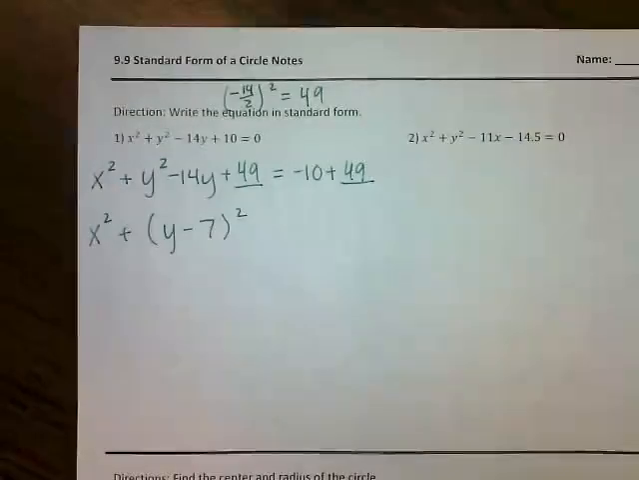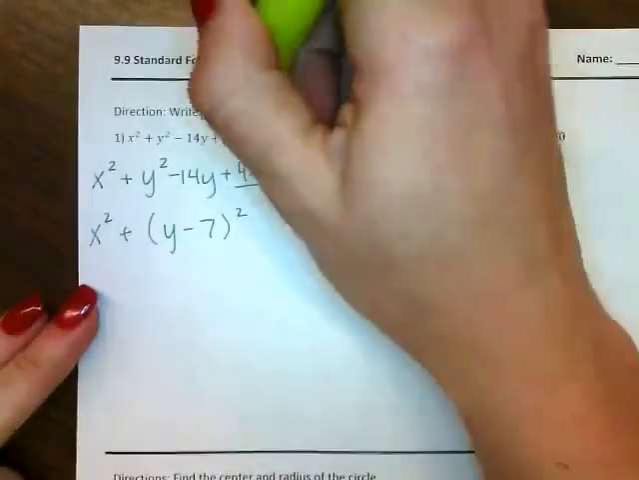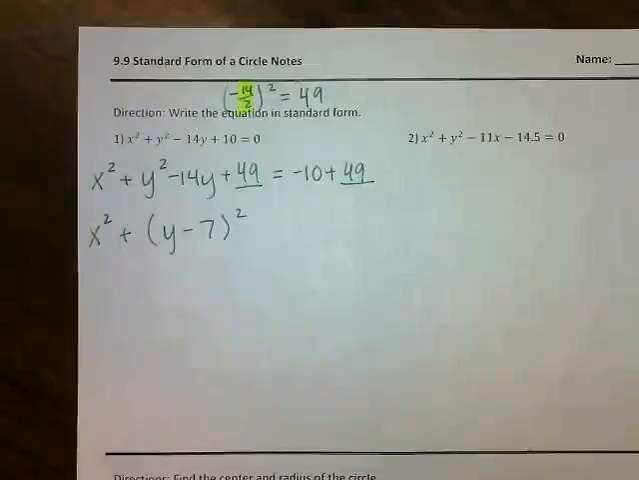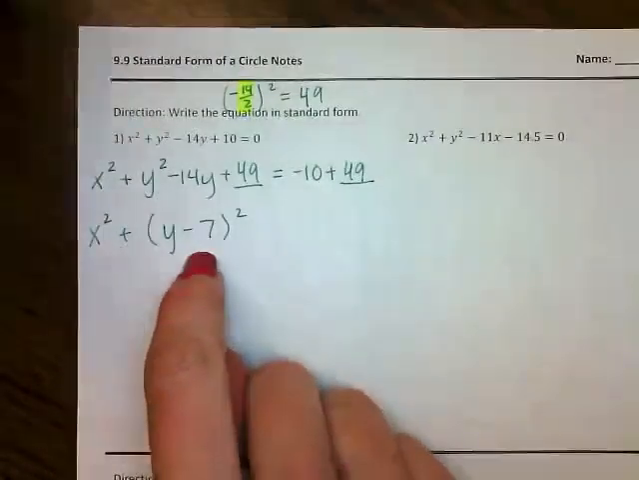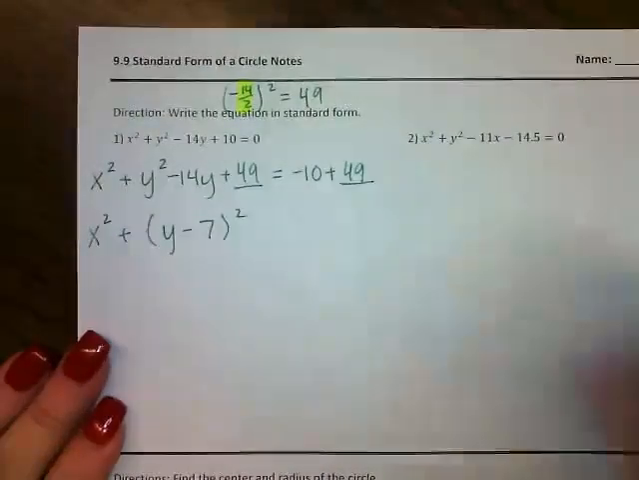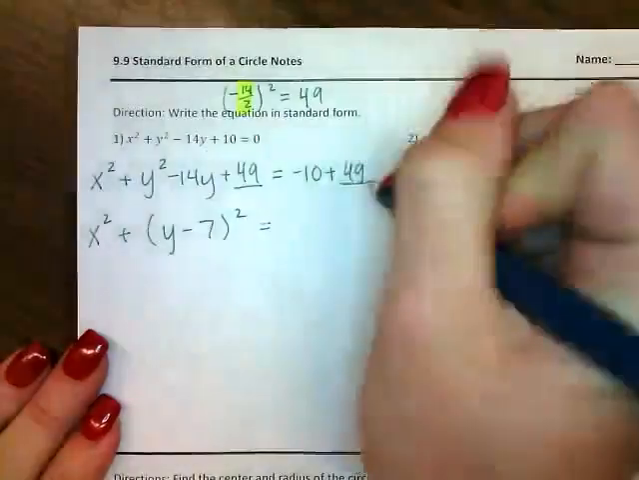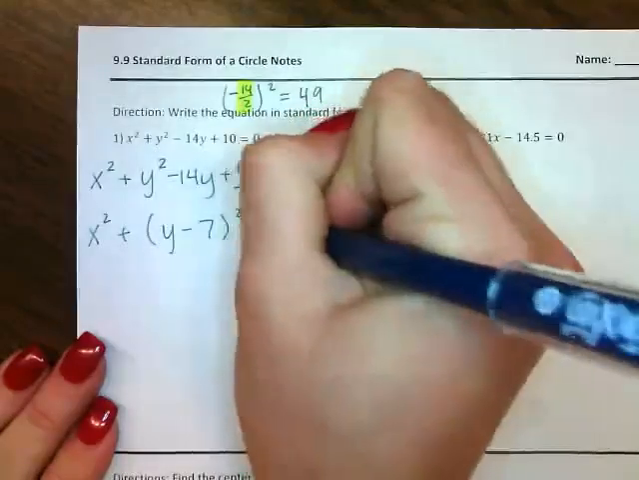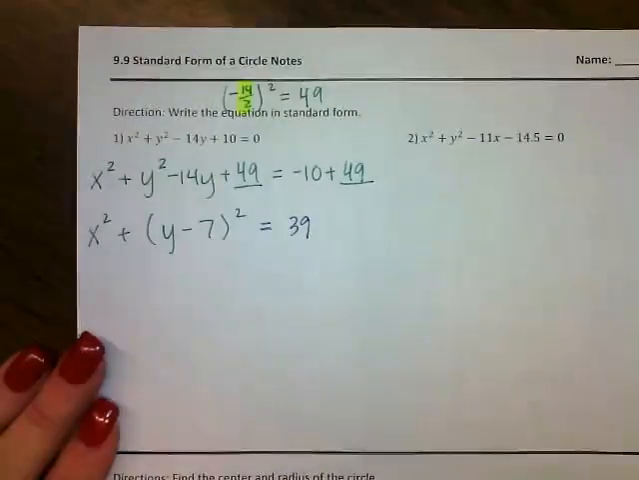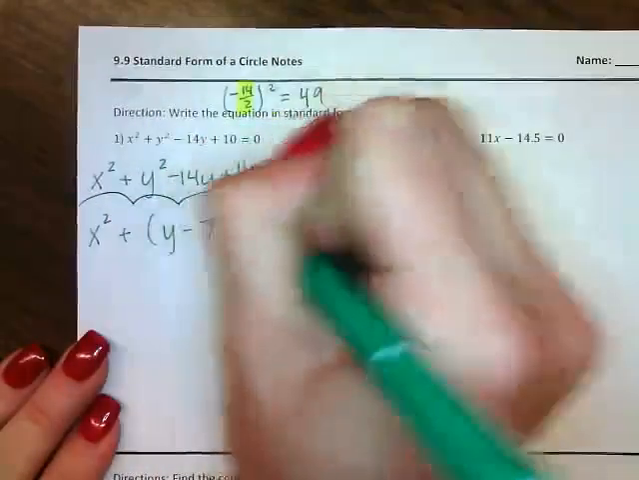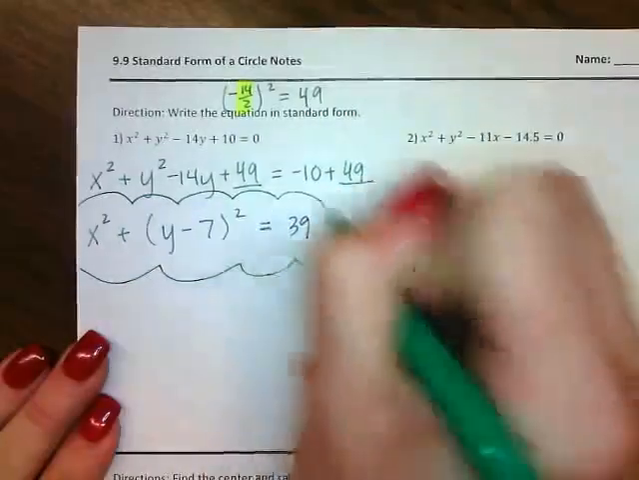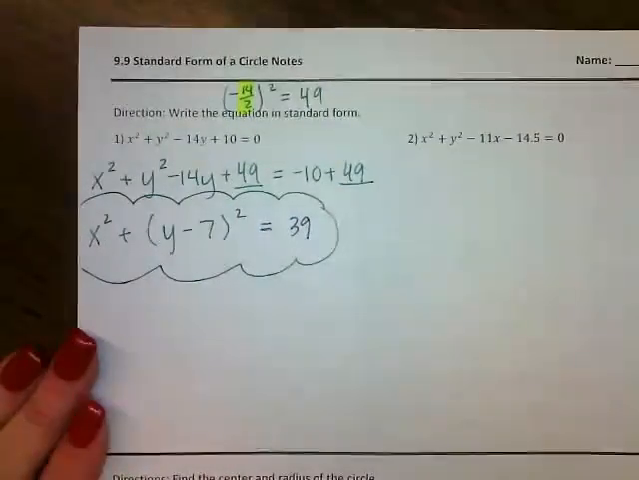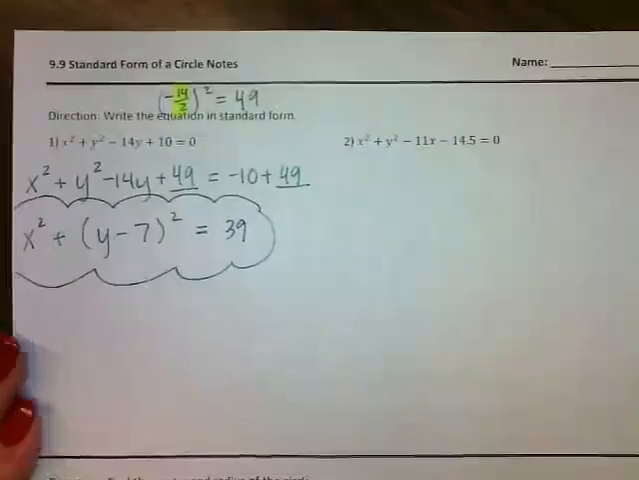Now, just as a reminder for the shortcut, you can always look at your b divided by 2, and your b divided by 2 is always going to be this value. And we will simplify this side, giving us 39. Okay, this is now in standard form. So at this point, I am done. Let's take a look at example number 2.